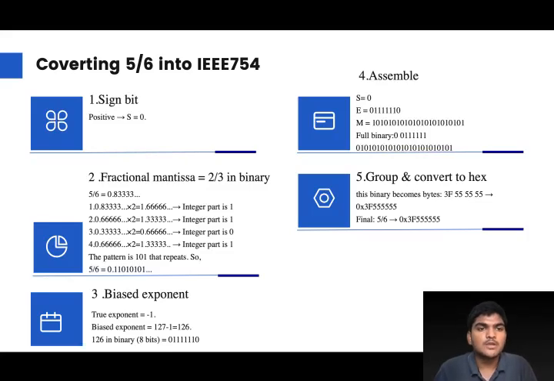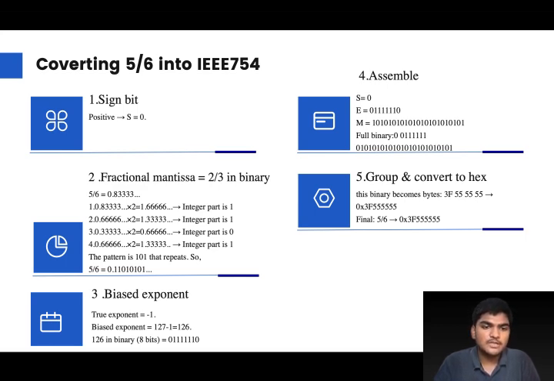Myself, P. Ramana. We will do the same thing for the fraction 5 by 6. We will try to convert this into IEEE 754 single precision format. There are 5 parts: sign bit, fractional mantissa, biased exponent, assemble, and group and convert to hexadecimal format. For the sign bit, since 5 by 6 is positive, we assign S equals 0. Next, the fractional mantissa. Write 5 by 6 in decimal: 0.8333.